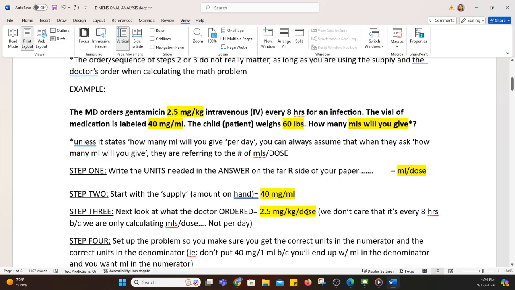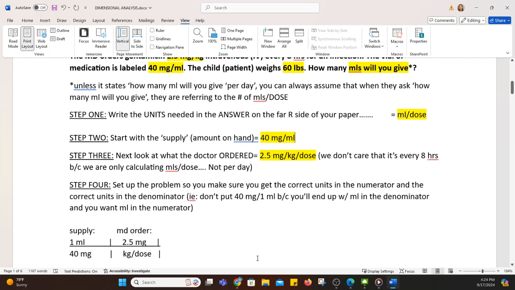Step 4 says set up the problem so you can make sure you get the correct units in the numerator, which means on the top, and the correct units in the denominator, in the bottom. And I give you an example here of what people accidentally do for a mistake sometimes, but let's look at the right way.